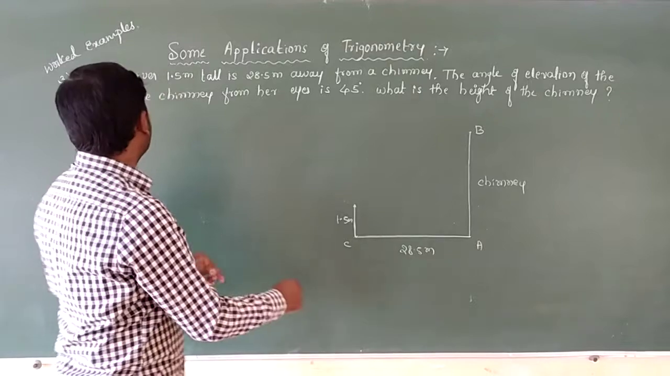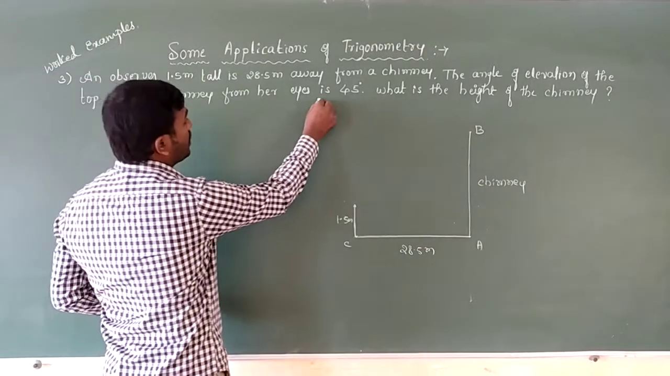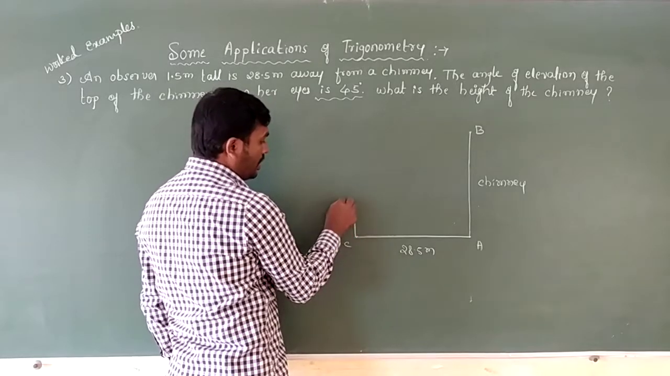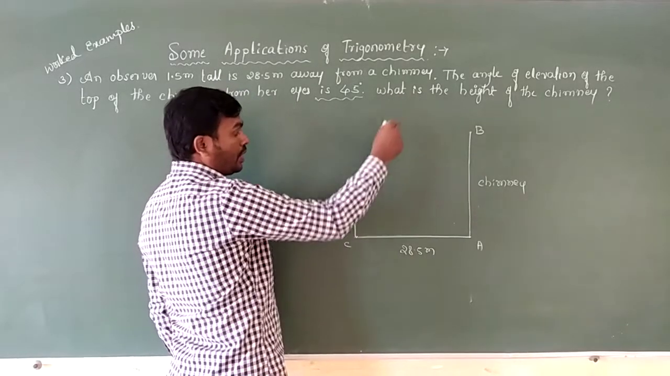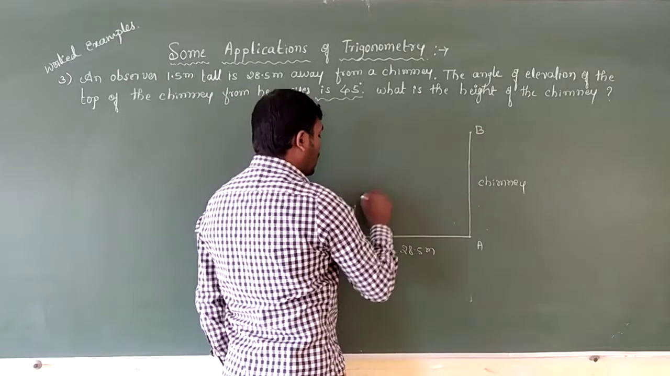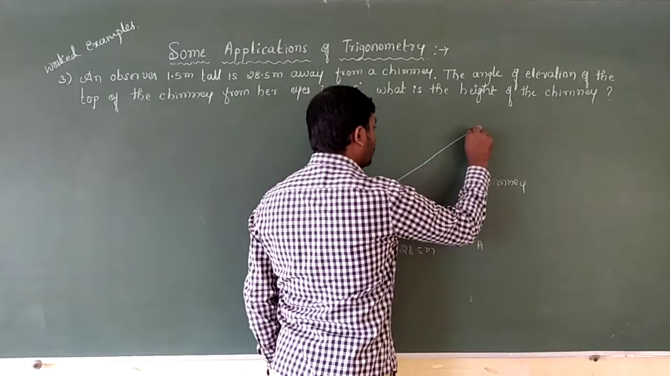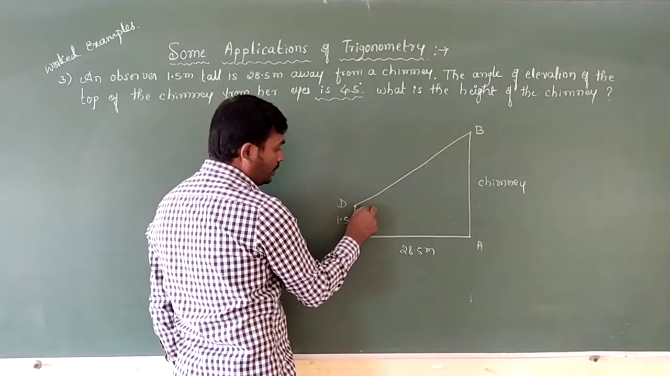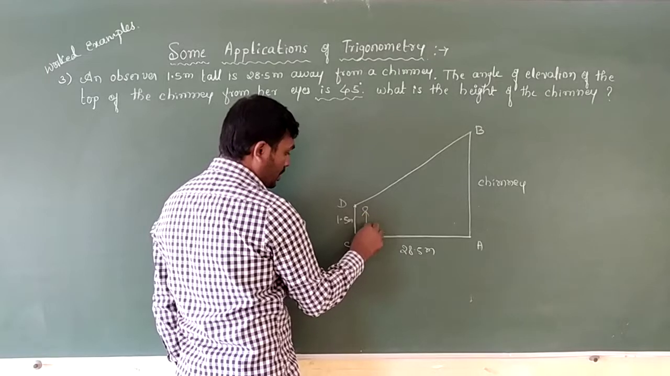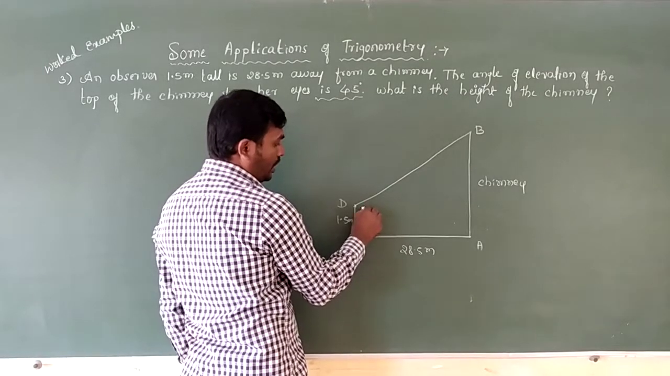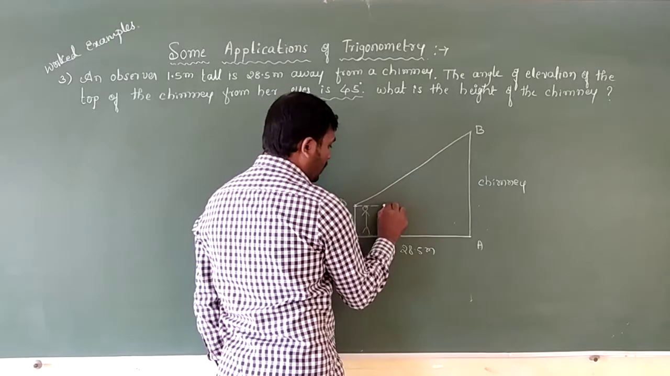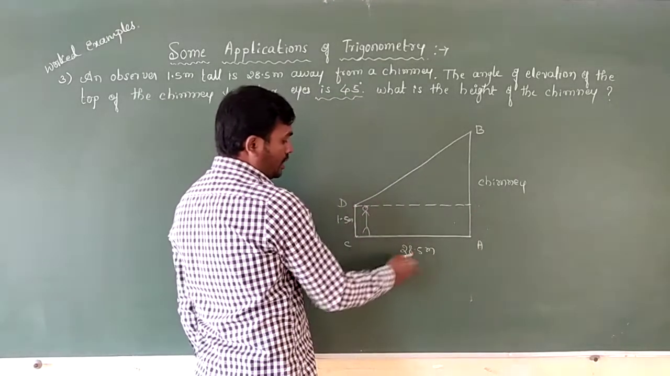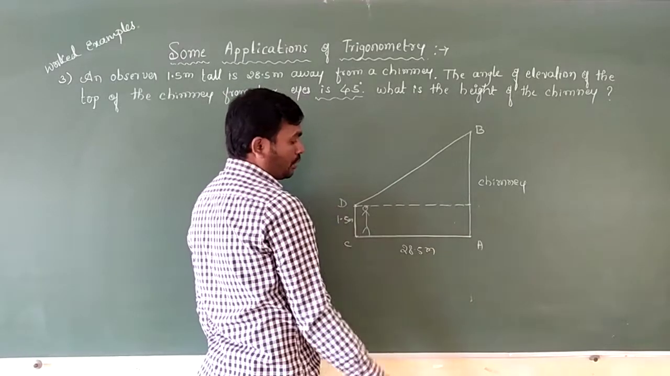the angle of elevation is given here. The angle of elevation is 45 degree. When he observes, CD is the observer, he is observing the top of the chimney. So the angle of elevation of the top of the chimney is given here. As I told in the previous classes, from his eyes, if we draw a horizontal line parallel to the ground, here we have drawn a line parallel to the ground.